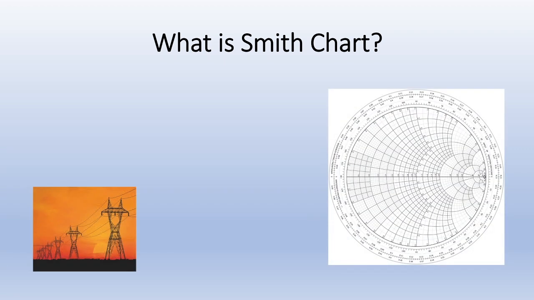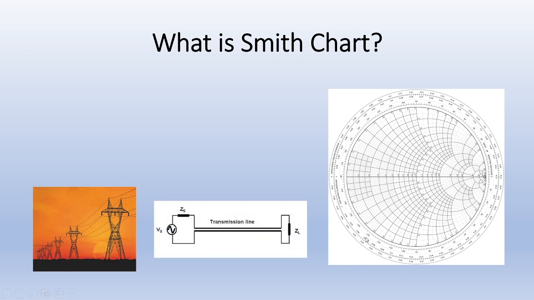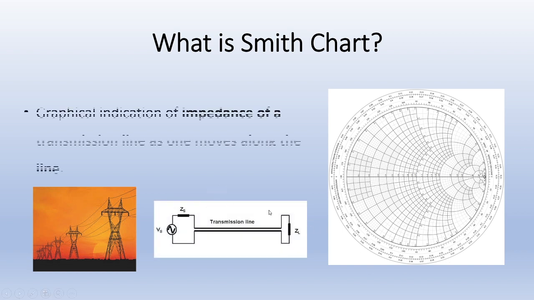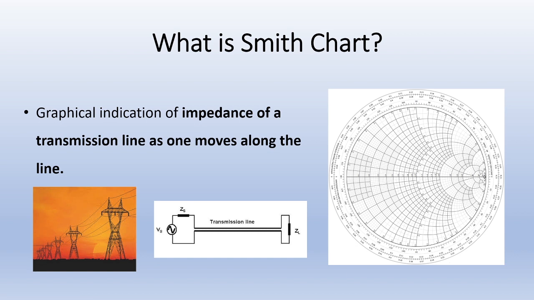Before that we'll see what a transmission line exactly is. A transmission line is nothing but a connector which transmits energy from one point to another point. In this case, it is from the source to the load. Now, Smith chart is nothing but a graphical indication of impedance of a transmission line as one moves along the line. In simple words, if you want to find impedance at any point of the transmission line, then you will be using Smith chart. Furthermore, we'll study the characteristics and also solve a problem so that you'll understand it more easily.